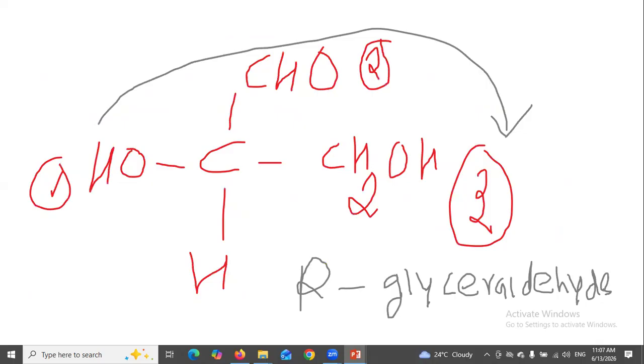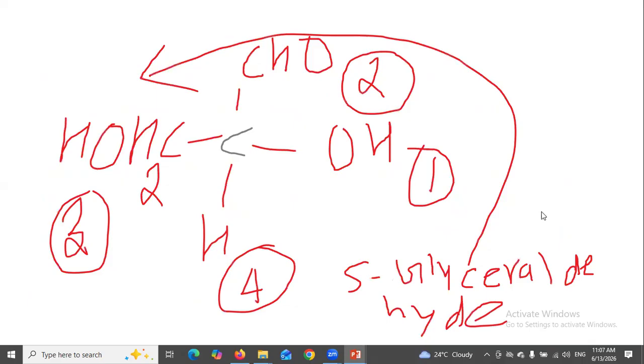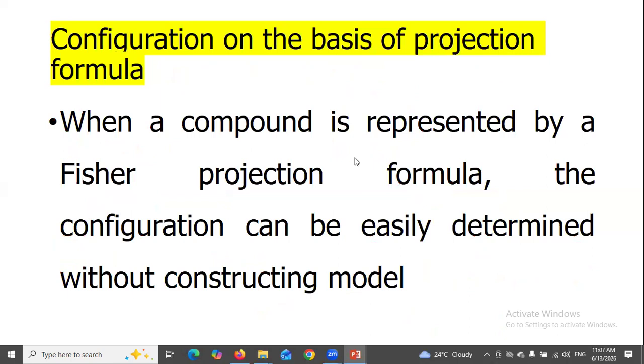See, this is 1, 2, 3, and in the clockwise direction, so that is R. Is the 1 to 3 anticlockwise? So S. Configuration on the basis of projection formula.